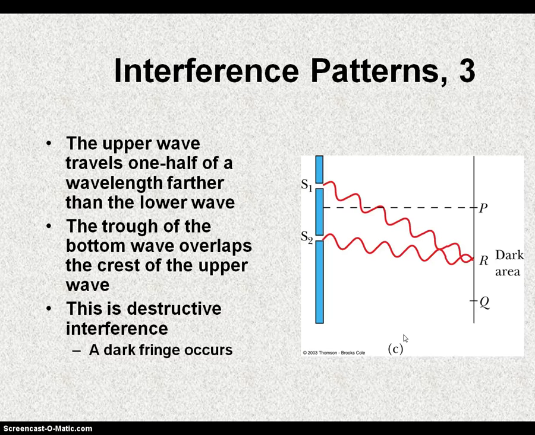Now the destructive interference patterns we see when one wave is moving half a wavelength further, right? So they're going to arrive here out of phase. So this S1 is traveling one half of a wavelength further than here. So its crest arrives when this one's trough arrives, and they completely cancel out, and we have a dark interference pattern or a dark fringe.